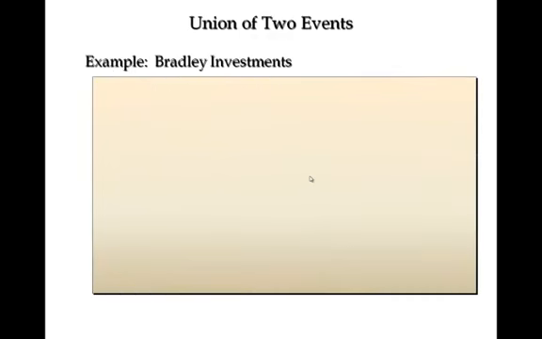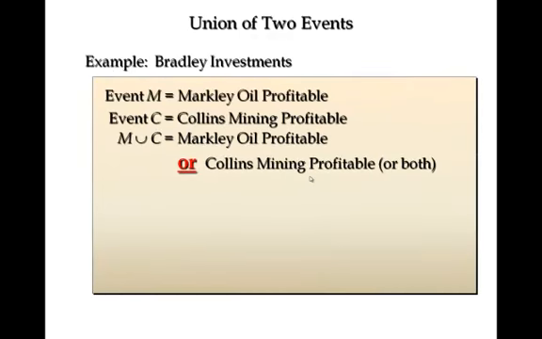Consider this: Bradley Investments. One event is Markley is profitable. Another event, Collins is profitable. What is the union? It is those sample points where Markley is profitable or Collins is profitable.